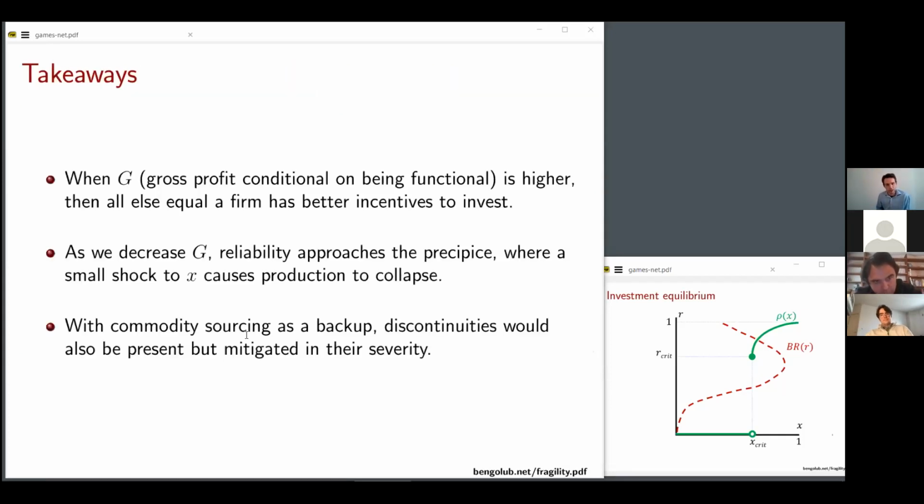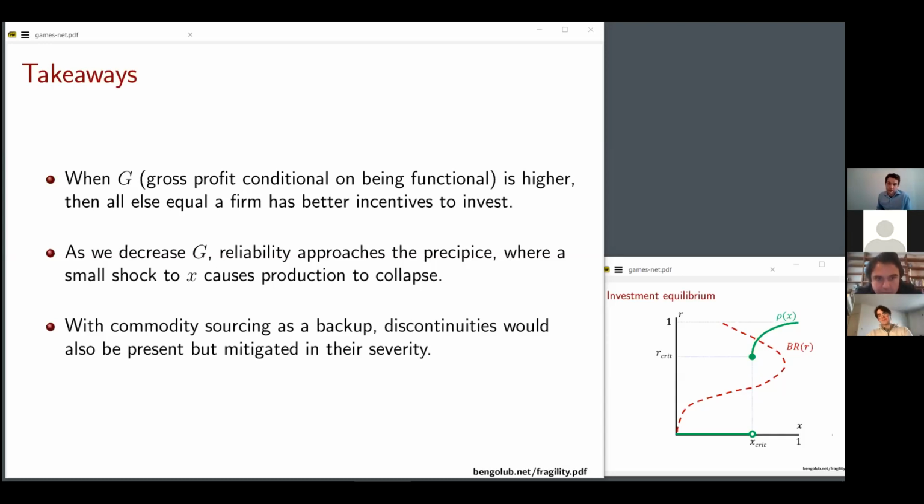So the takeaways from this short section where we're just endogenizing investment are fairly simple. This is an intermediate waypoint before getting to the main punchline: gross profits make firms invest more. As we degrade gross profits, we approach the precipice, and a small shock can cause production to collapse.